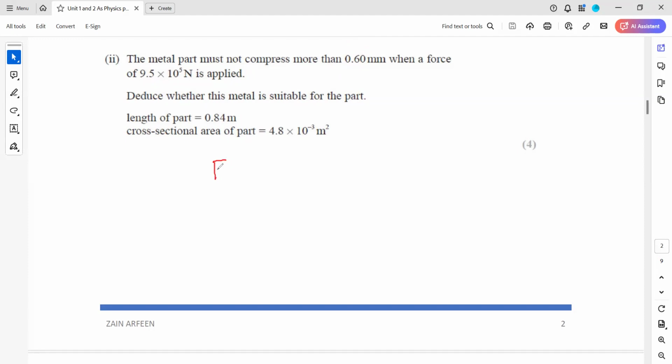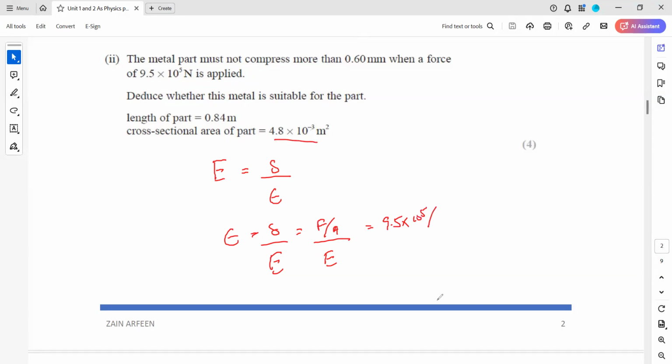So we have the formula, the Young's modulus is equal to stress over strain. First, we will work out the strain from this. So strain will be equal to stress divided by the Young's modulus. What is the stress? Stress is force acting on unit area. And what about the Young's modulus? That is our gradient from the previous part. So the force applied is 9.5 into 10 to the power 5 Newton divided by the cross-sectional area.